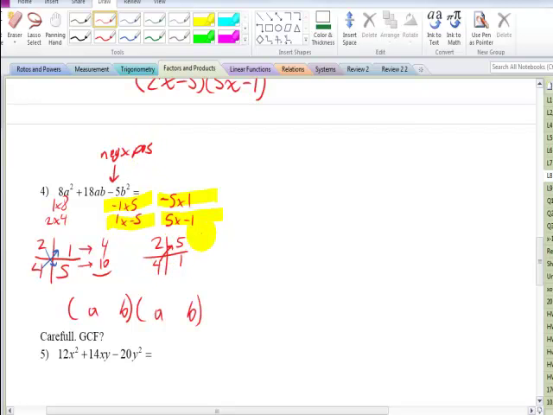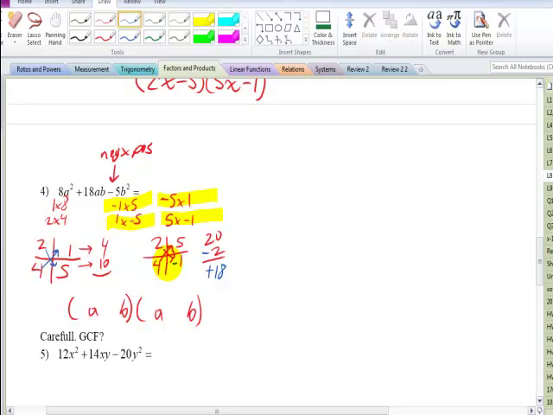Now when I do this one, 4 times 5, I get 20. 2 times 1, I can get 2. Keep your eye on the prize. I want 18. Now I can do that with 20 and 2 if 2's negative. Then I get positive 18. And so then I kind of work backwards and say, well, if 2's negative, then the 1 must be negative for that negative product or negative answer.